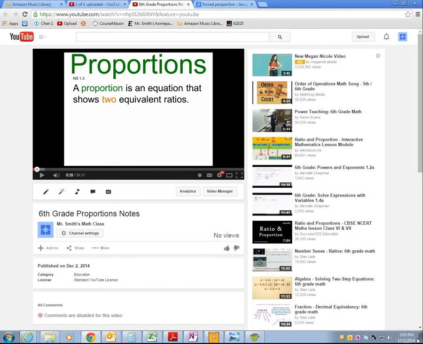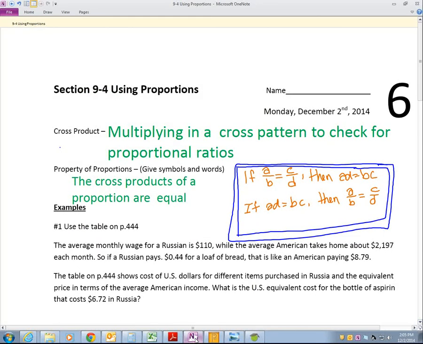So that's the proportion. You guys have had this before, but the difference now is we're going to be looking at it algebraically. So we have an algebraic property here, the property of proportions. The cross products of a proportion are equal. Let's try to change that here. The cross products of proportions are equal. Yeah, there we go.